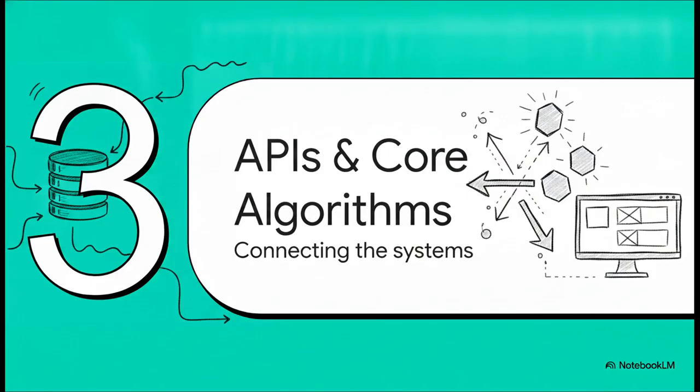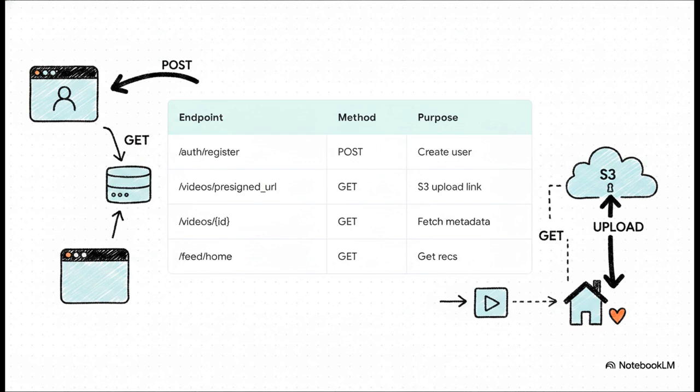Okay, on to section 3, APIs and core algorithms. How do our front-end and back-end actually talk to each other? They talk through REST APIs. Here are the core endpoints you'd realistically build. You've got post requests for registering users and get requests for fetching the home feed.